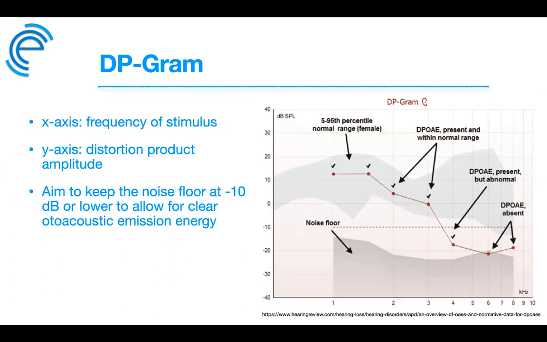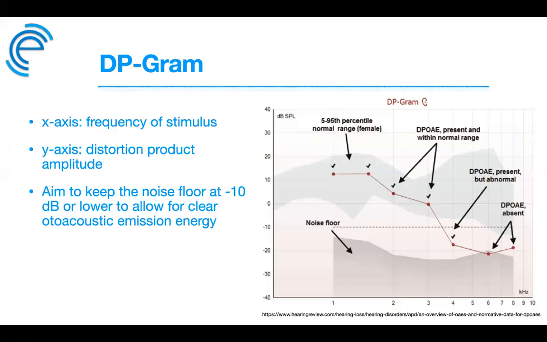So again, just quickly, the x-axis is going to be the frequency, the y-axis is the distortion product. Our aim is for the noise floor during the testing to be about -10 dB or lower to allow for clear otoacoustic emissions. If you're doing diagnostic DPOAE, sometimes you're going to have to repeat the run, so twice, just to verify the reliability. A ±2 dB change is okay, but that doesn't mean that when you're doing the interpretation you should combine several runs. If it's present at a single frequency in the first run and absent at that frequency in the second run, then it's not consistent and you can't use this as a reliable response.